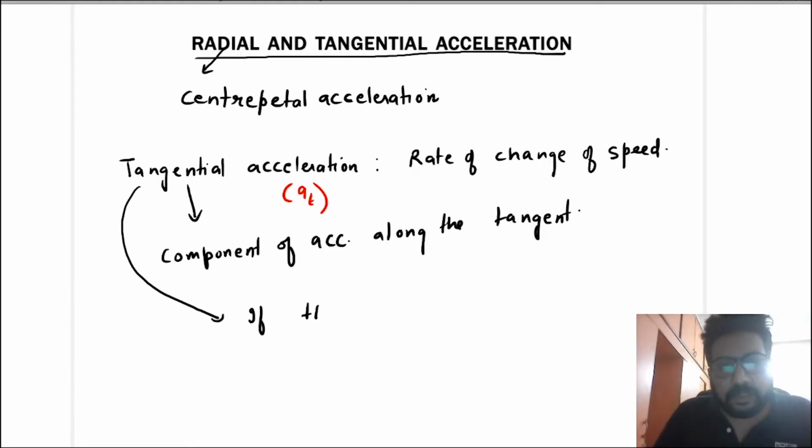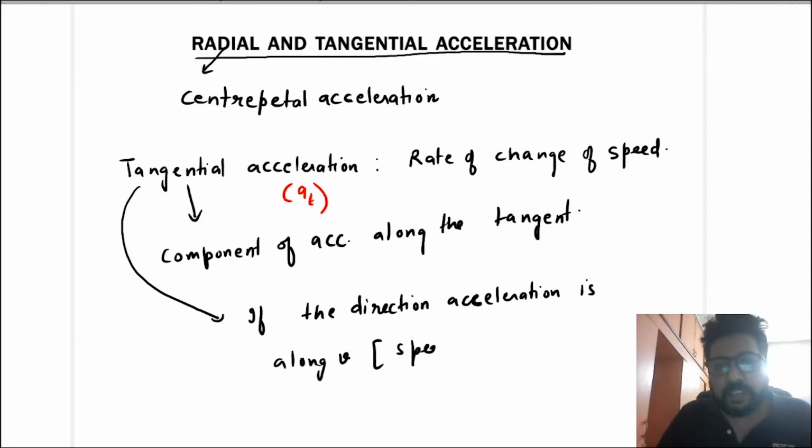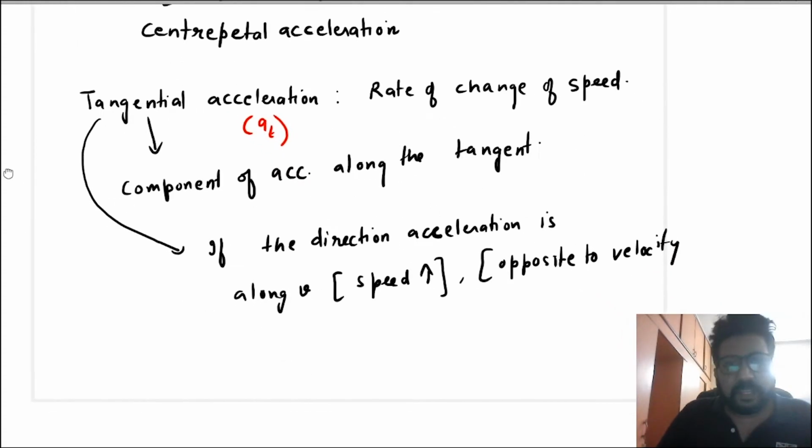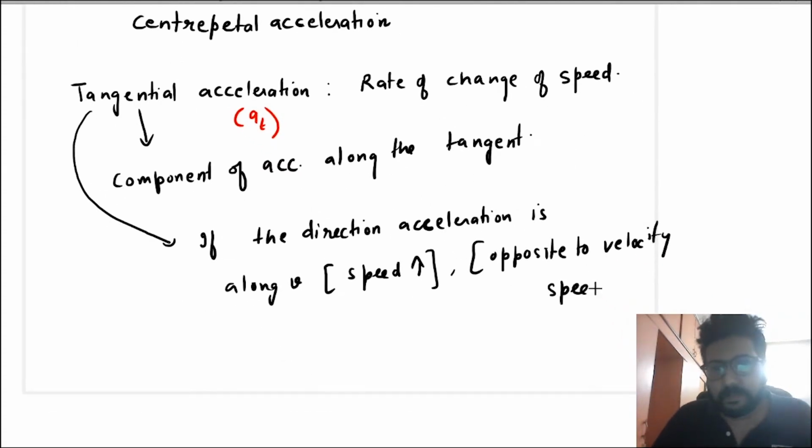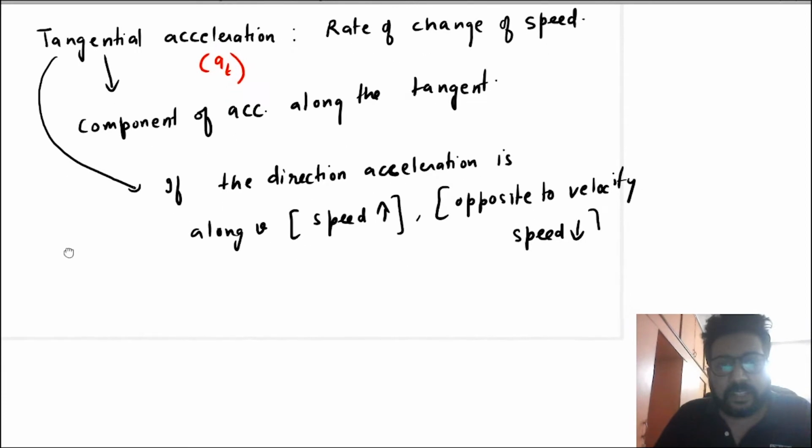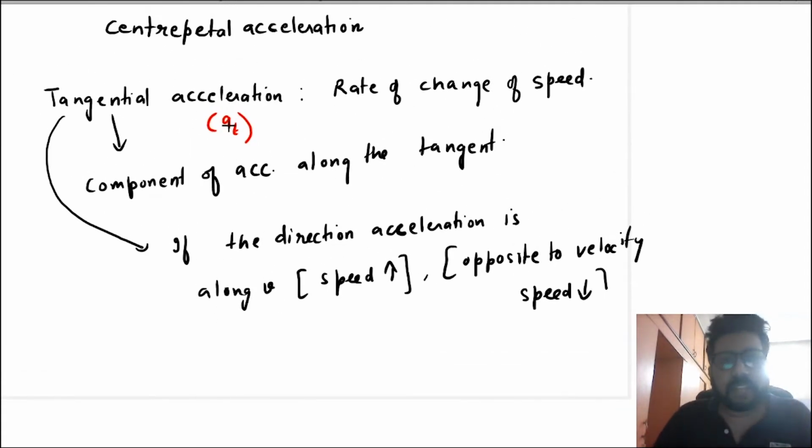If the direction of tangential acceleration is along velocity, you will say speed increases. And if it is opposite to velocity, then you will say speed decreases. So if the tangential acceleration is along velocity, speed is increasing, and if the tangential acceleration is opposite to velocity, then speed is decreasing. So the tangential acceleration is the component of acceleration along the tangent.